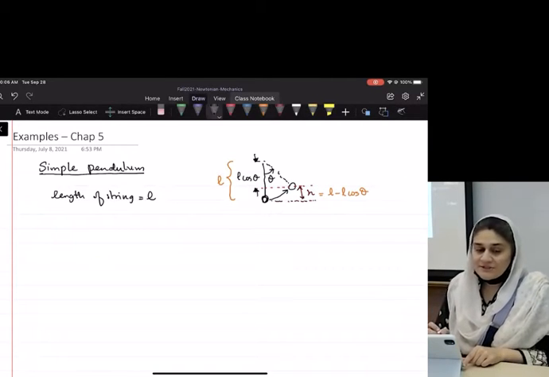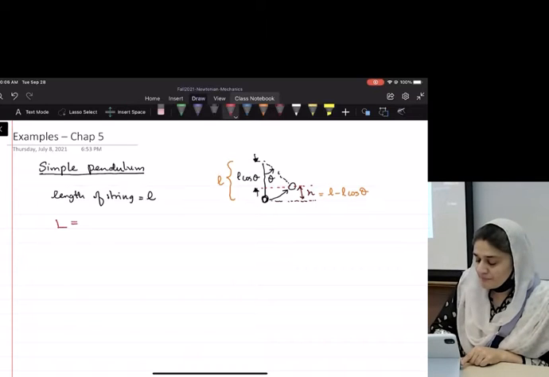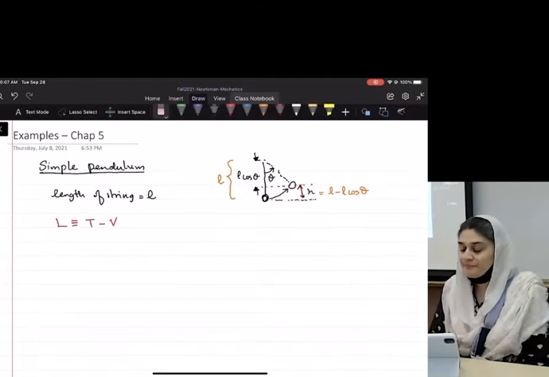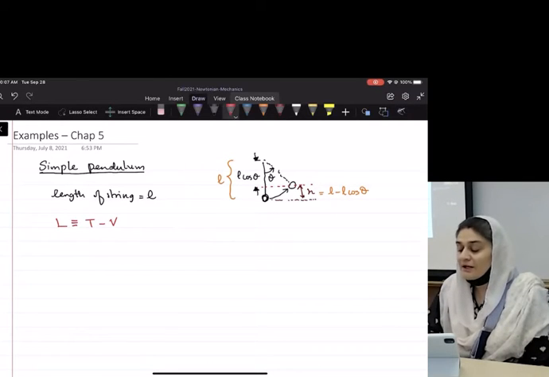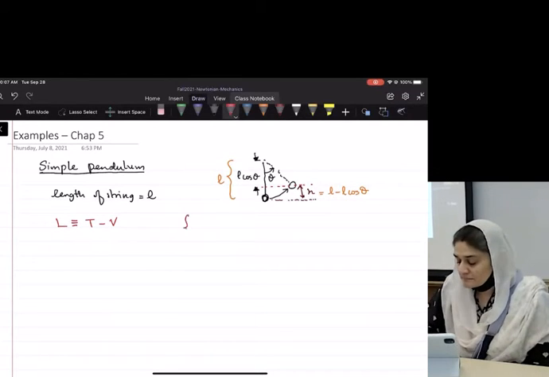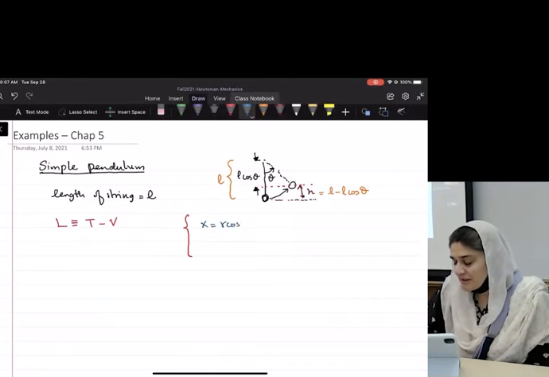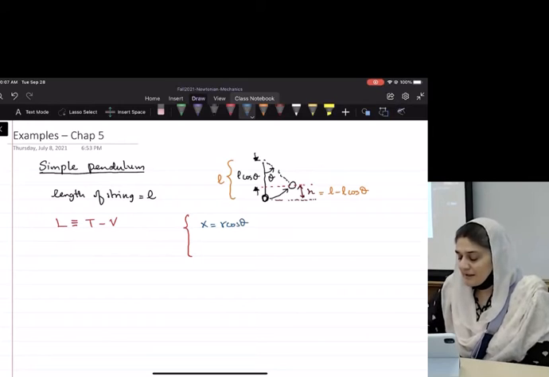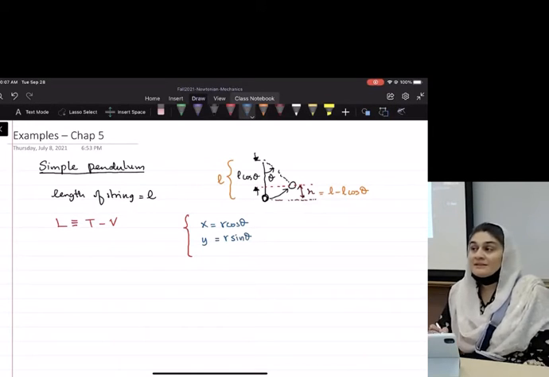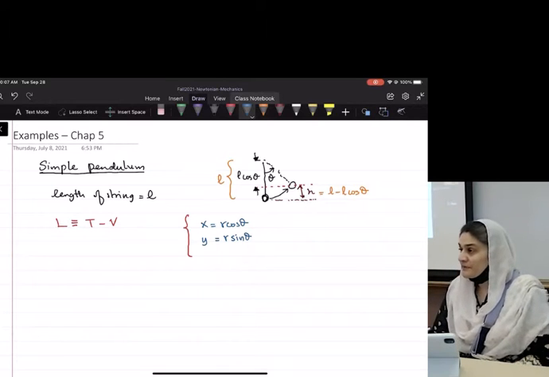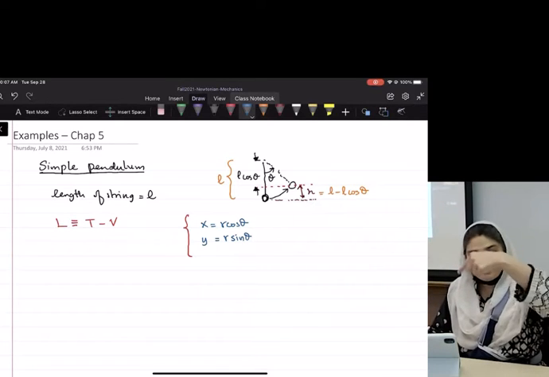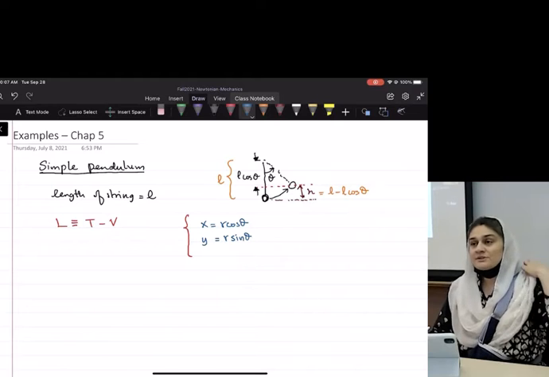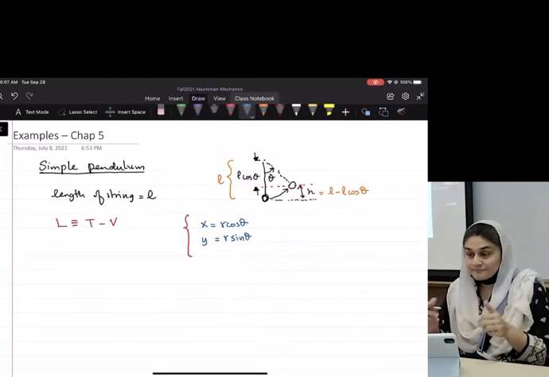Then it asks us to write the Lagrange function, which is T minus V. We know in our polar coordinates, x equals r cosine theta and y equals r sine theta. We do not deal with x's and y's anymore, right? Because we are talking about a pendulum swinging. So we are going to change the coordinates.